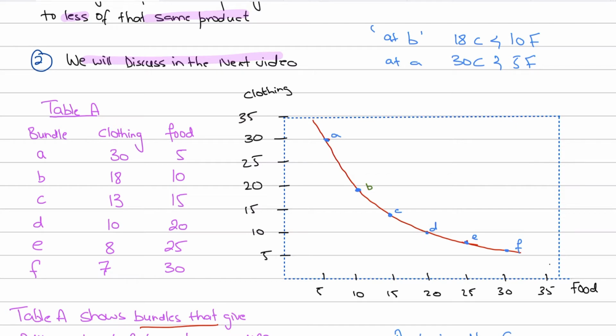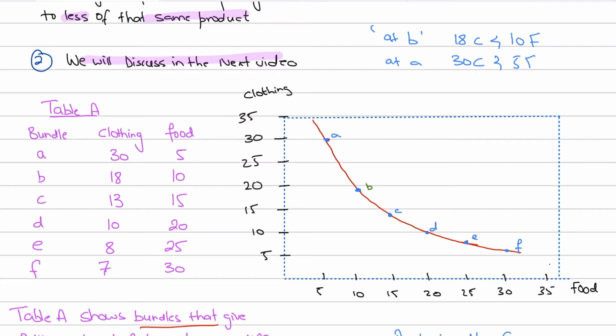if we move from B to A, and we sort of take away those 5 units of food from Adil, then he would require 30 units of clothing to leave him feeling just as satisfied as he was at point B, right? Understood, guys?